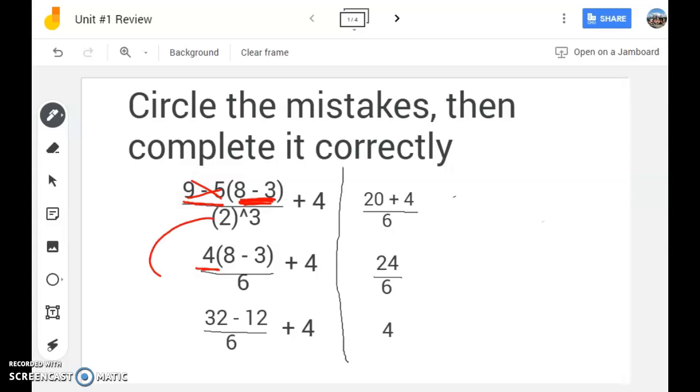The other mistake is that 2 to the third power, and the best way I could show an exponent is 2 times 2 times 2. So this really should have been 8 and not 6.